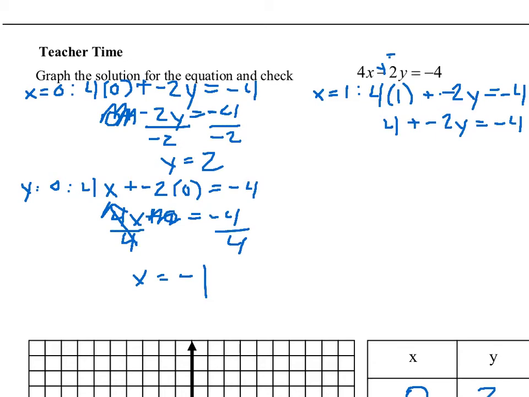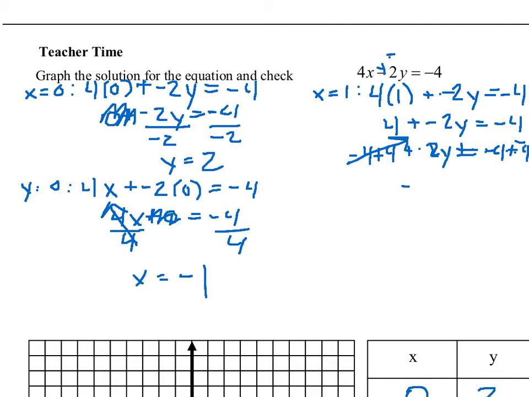Don't want to add a positive 4 to each side, because if I add a positive 4 to this positive 4 on this side, that's going to give me 8. So instead of adding positive 4, what do I need to add, Katie? Negative 4. So negative 4 plus 4 plus negative 2y equals negative 4 plus negative 4. Negative 4 plus 4 on this side, that's 0.